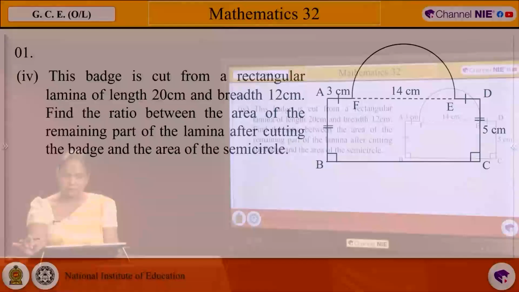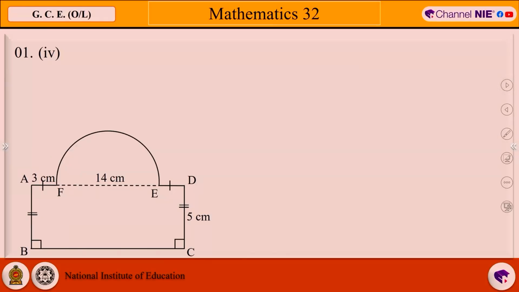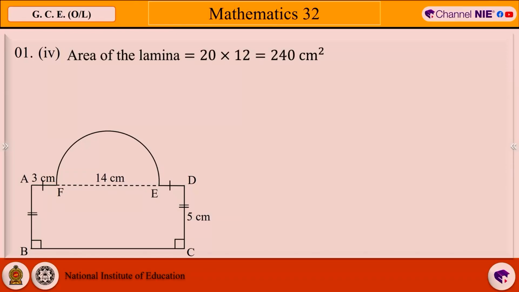Okay, we have to find the ratio between the area of the remaining part of the lamina after cutting this badge from the rectangular lamina of length 20 centimeters and breadth 12 centimeters with the area of the semicircle. Okay, first of all, let us calculate the area of the lamina, right. They have used 20 times 12. They have used a rectangular lamina of length 20 and breadth 12. So, the area is 240 square centimeters.